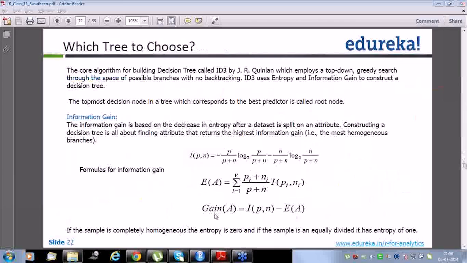The tree where the student was the root node, or the tree where the income was the root node. So which tree to choose?